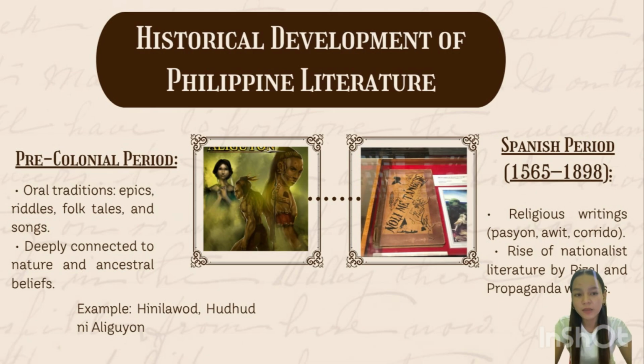Second is the Spanish colonial period. When the Spaniards came, they brought Christianity, the Roman alphabet, and the Spanish language. They influenced our literature by introducing religious works like Pasyon, Awit, Corrido, for example Florante at Laura. And then later on, writers started creating propaganda literature, expressing nationalism. So, nagsugod ang panitikan nga makabansa nga nag-aghat sa kalayaan.